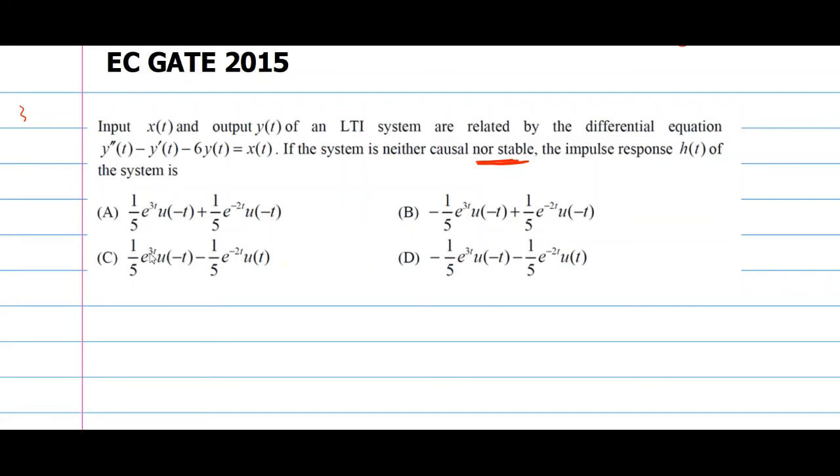So here option C, plus sign, minus sign, so it is stable. Minus sign, plus sign, so opposite sign, again it is stable. So option C is eliminated. Then option D, plus minus opposite sign, that means stable. Minus plus opposite sign, that means it is stable. So option D is also eliminated.